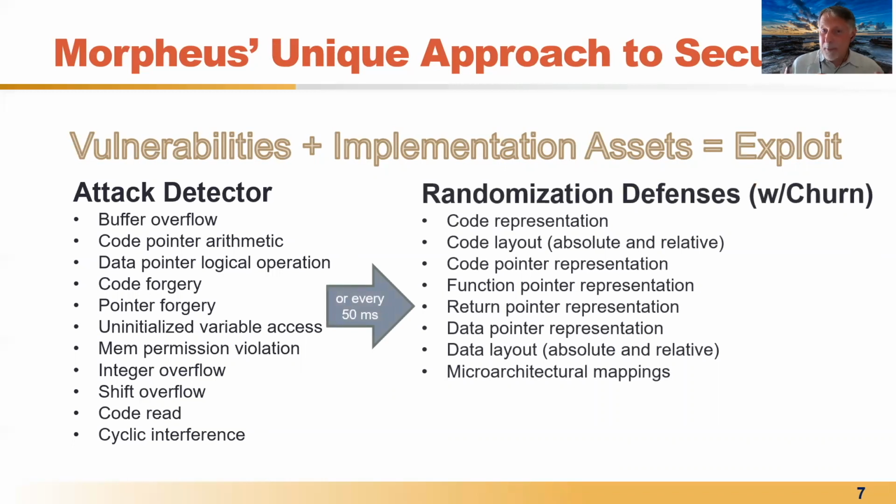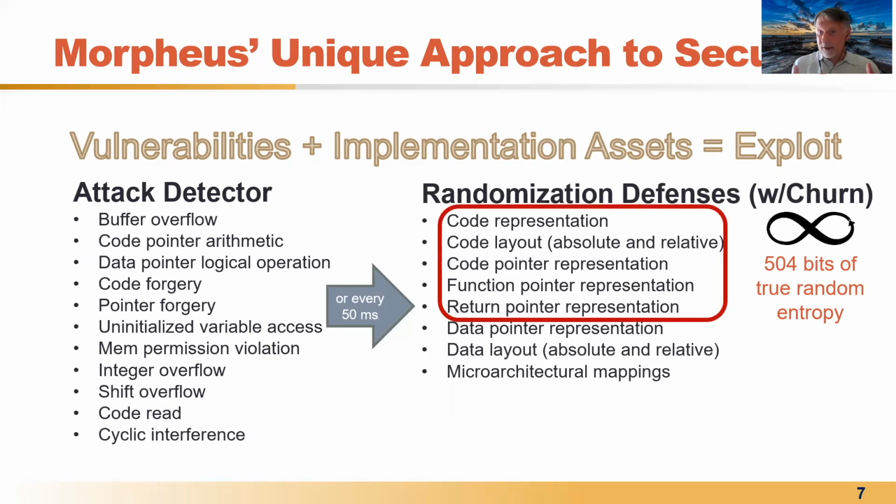And the way it protects the system is it randomizes implementation assets. So things like code representation. The address space of code is randomized. The code pointer representation is randomized. Function pointer representation, return pointer representation. It can even randomize data pointers and microarchitecture mappings and data layout. It can randomize all these things. And if it does all that, it's got 504 bits of true random entropy that it injects into the system so that the state of these things is unique in time and space. And so that's a huge amount of uncertainty to throw into the face of an attacker. They've got to reverse engineer all this stuff.